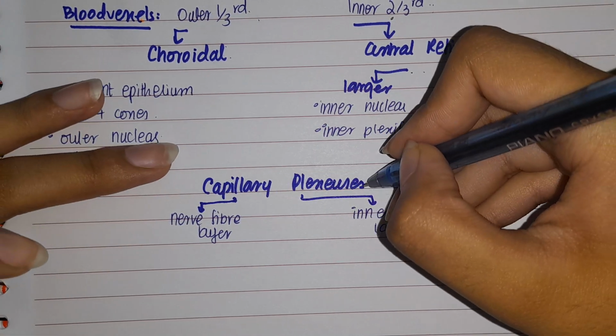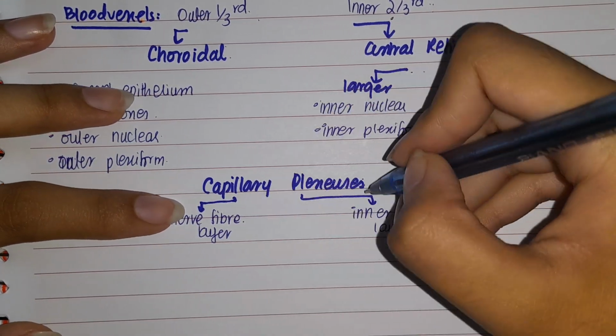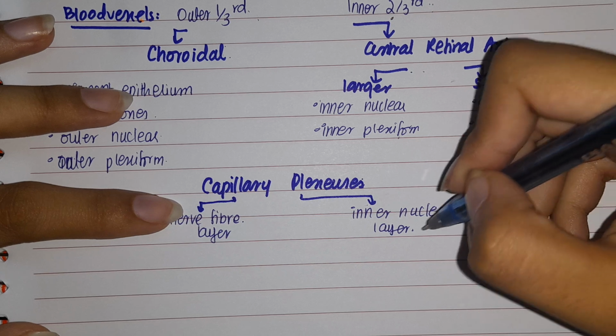Now, capillary plexuses. One of the capillary plexus can be present in nerve fiber layer. The other capillary plexus can be present in inner nuclear layer.